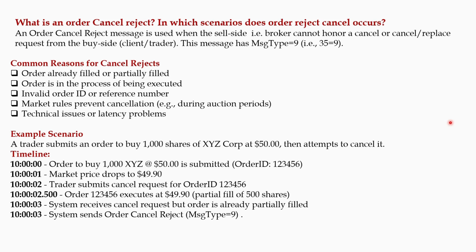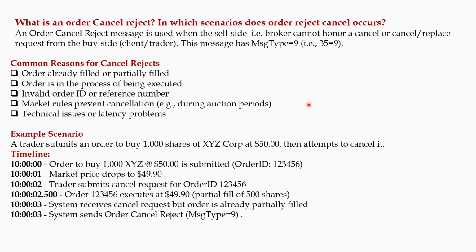I already told you in my previous slide: order already filled or partially filled, we cannot send a cancel order request. Second, the order is in the process of being executed. Invalid order ID or reference number. Market rules prevent cancellations, for example during auction periods, or technical issues or latency problems. So let us see an example scenario where a trader attempts to buy 1000 shares of XYZ Corp at $50 and then attempts to cancel it.